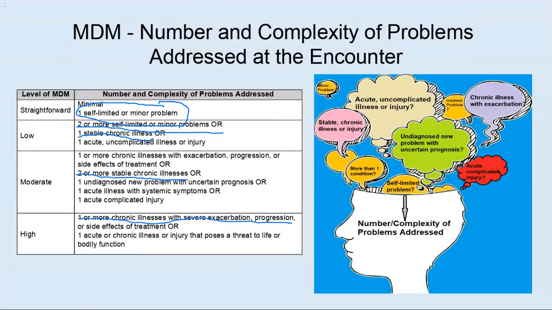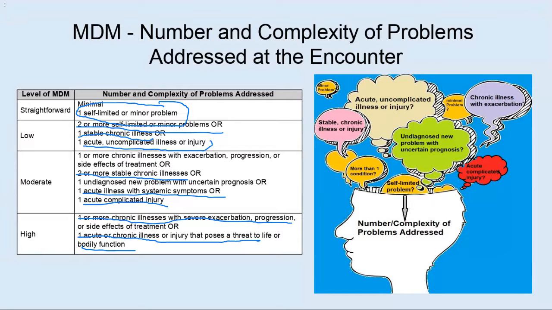You also have acute uncomplicated, which is low. You have acute with systemic symptoms, which is moderate, so that has some problems, it's complicated, that takes it up a level. And then it's high, it's acute or chronic illness that poses a threat to life or bodily function. So you can see each level is a little more complicated, a little more data information to review, more serious.